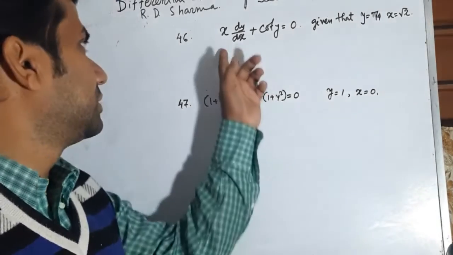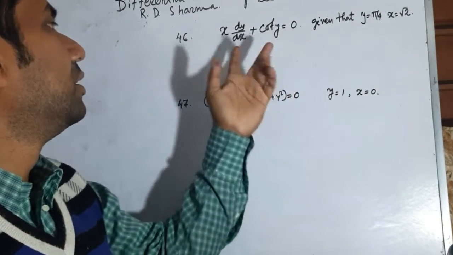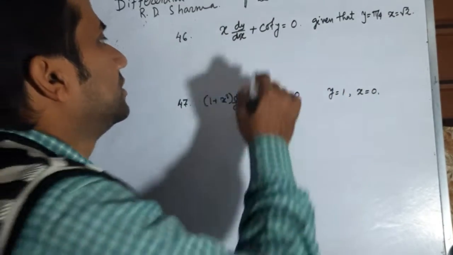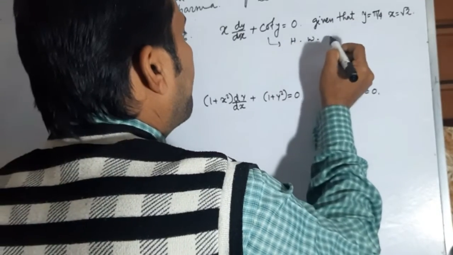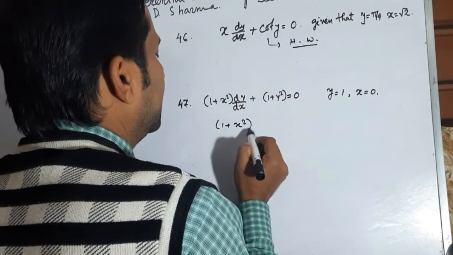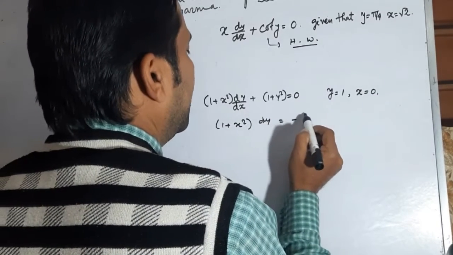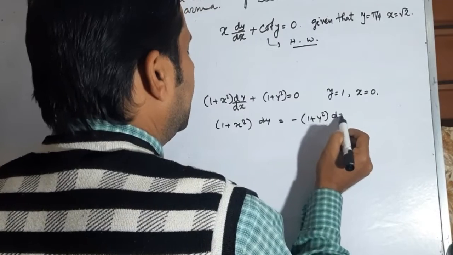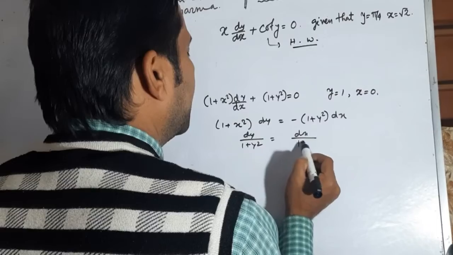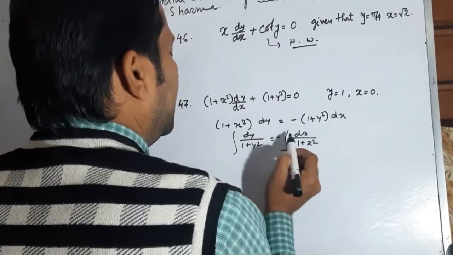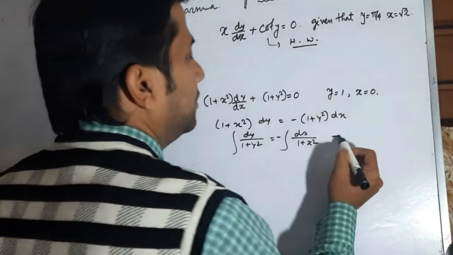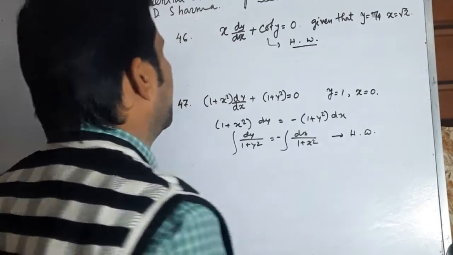And the next problem is x dy by dx plus cot y is equal to 0. Transferring to this side and changing the variable, you get the required result. This is the homework for you. And this is also the same type: (1 plus x square) dy is equal to minus (1 plus y square) dx, then dy by (1 plus y square) is equal to dx by (1 plus x square). Putting the value formula, you get the required result. This is also a homework for you.